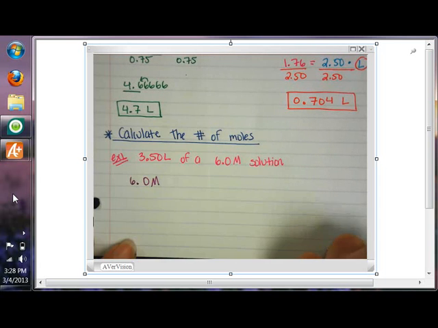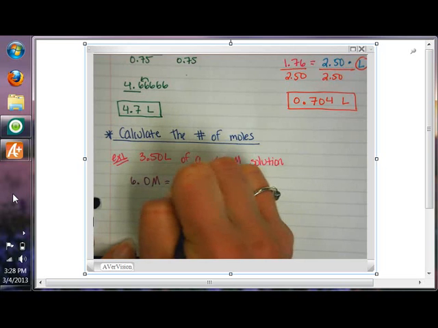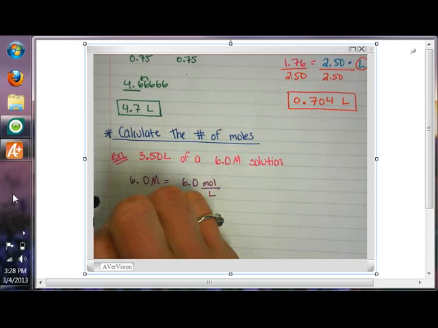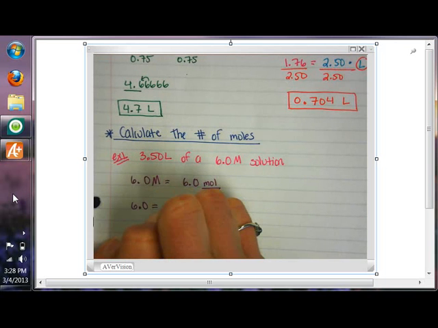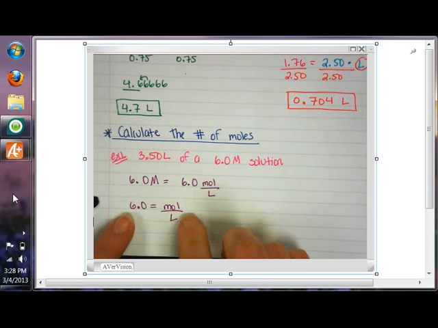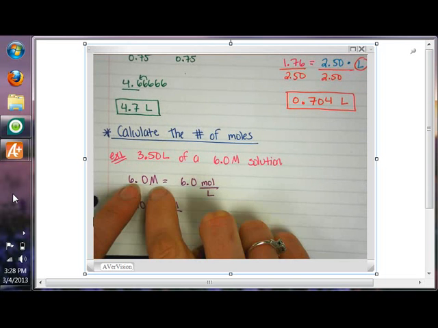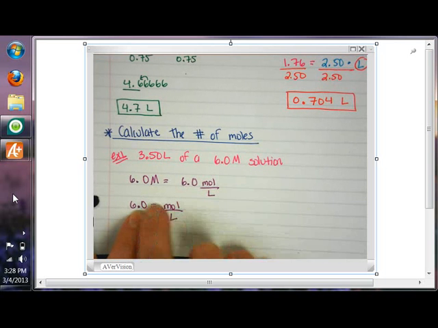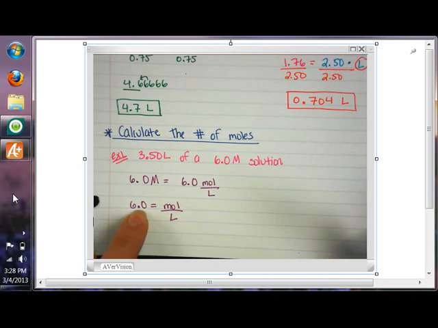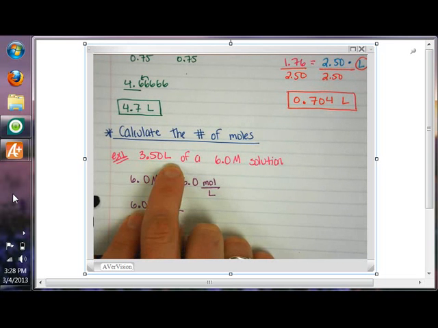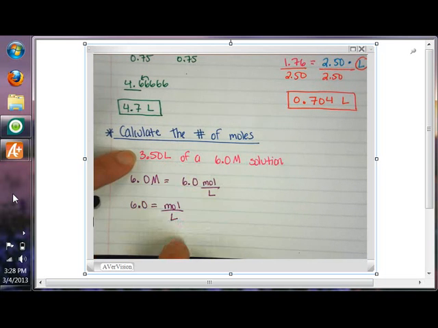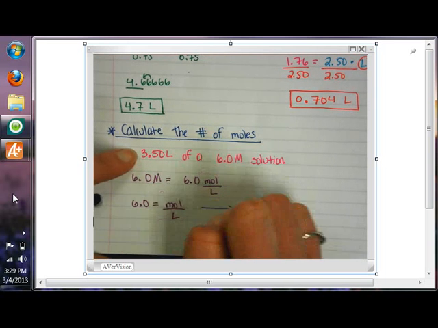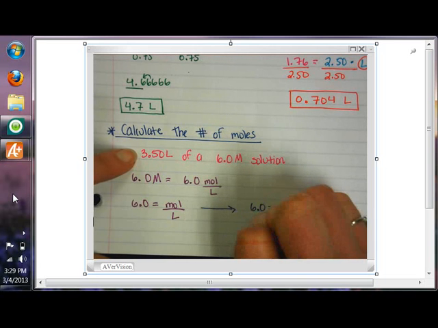So you always start with your molarity. So we know that it's 6.0 molar, and that's the same thing as saying 6.0 moles over liters. So I can say that 6.0 equals moles over liters. So I'm just making myself a proportion step by step. Molar means moles over liters. And notice they give us liters here. So I can plug in this 3.50 into the L section.